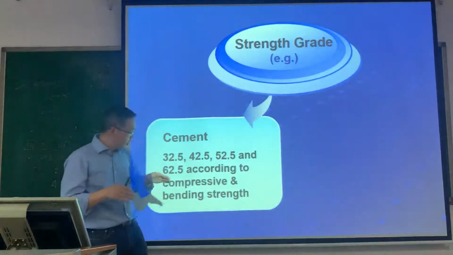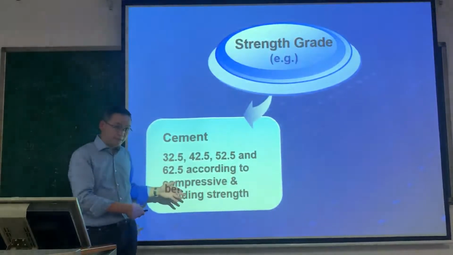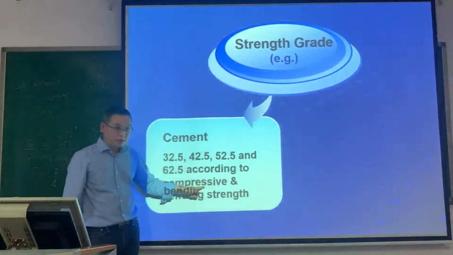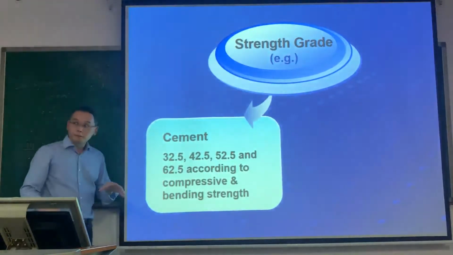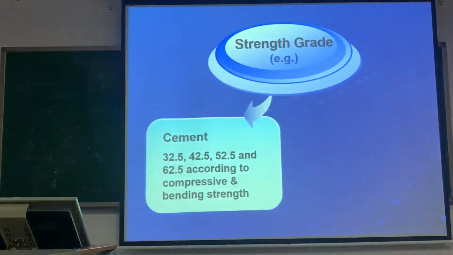So, according to the compressive and bending strength, but this number means the compressive strength. So, those numbers increase only when the reaction takes place, the reaction of cement and water, like increasing from something up to 32.5. That number is because of the reaction of water and cement. Okay.